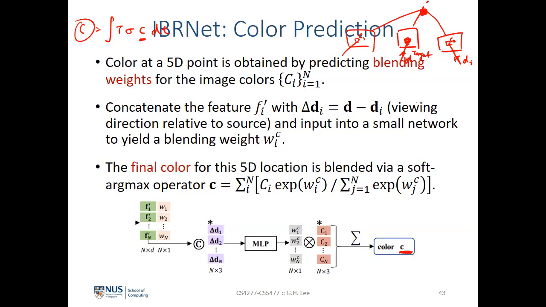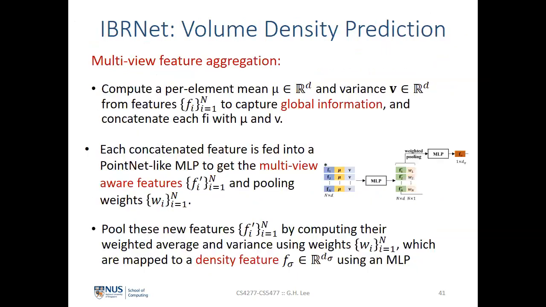Then I'll get the final color here. Okay, so this is how IBRNet does it. It's leveraging the multi-view. But IBRNet also has a disadvantage: it does not work on one view. Because if you only have one view, then you won't be able to compute all this mu and v. It will not be robust. So it needs to have many nearby views in order to make it robust.